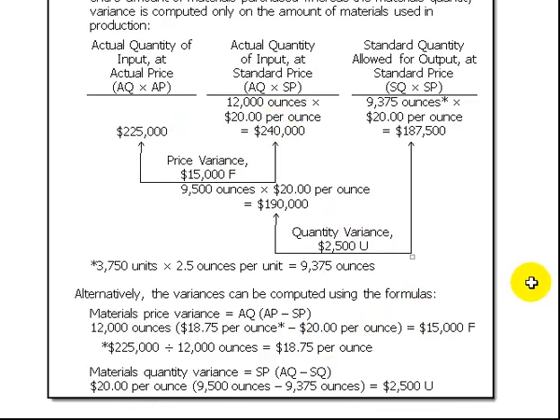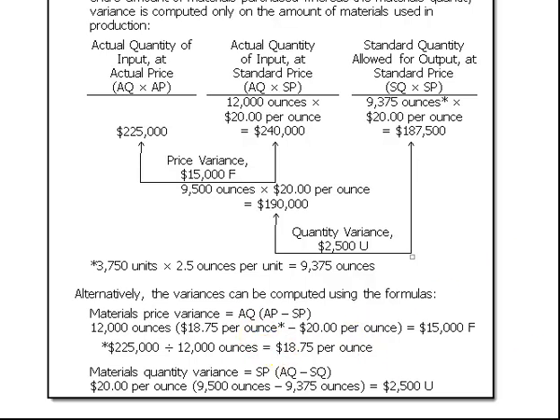Okay, now you could also compute these more directly if you don't like using the column approach by saying the material price variance is equal to the actual quantity times the actual price minus the standard price, right? So the actual quantity was 12,000 ounces, and we compare 18.75 minus $20, and when we do that math, we come up with a 15,000 favorable variance. If we take the 225,000 of what we paid for the material and divide it by the 12,000 ounces we purchased, we can compute the cost per ounce, which is 18.75, and that's where that 18.75 comes from.